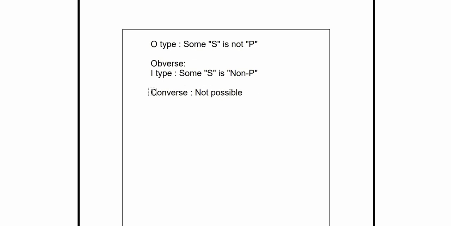So obverse is possible, converse of the O type is not possible. Now therefore, can we do obverted converse? For obverted converse, we'll need to start with converse. So O type obverted converse is also not possible because the converse itself we cannot do first. If we cannot do converse, how can we do obverse to get the obverted converse? I hope you are able to understand what I'm saying. Otherwise it is all like converse, obverse, obverted converse, and it's very confusing otherwise.